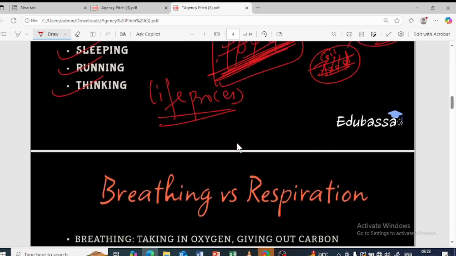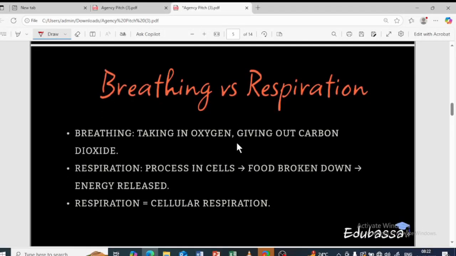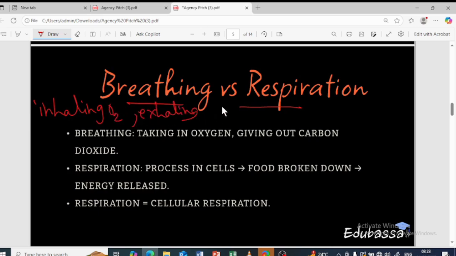Okay, fine. Now the main topic: what is breathing and what is respiration? Ma'am, why are you saying breathing versus respiration? Both are the same, right? No, students, breathing and respiration are not the same. They are different. Breathing is nothing but inhaling oxygen and exhaling carbon dioxide. O2 is oxygen, CO2 is carbon dioxide. So breathing is taking in oxygen and giving out carbon dioxide.